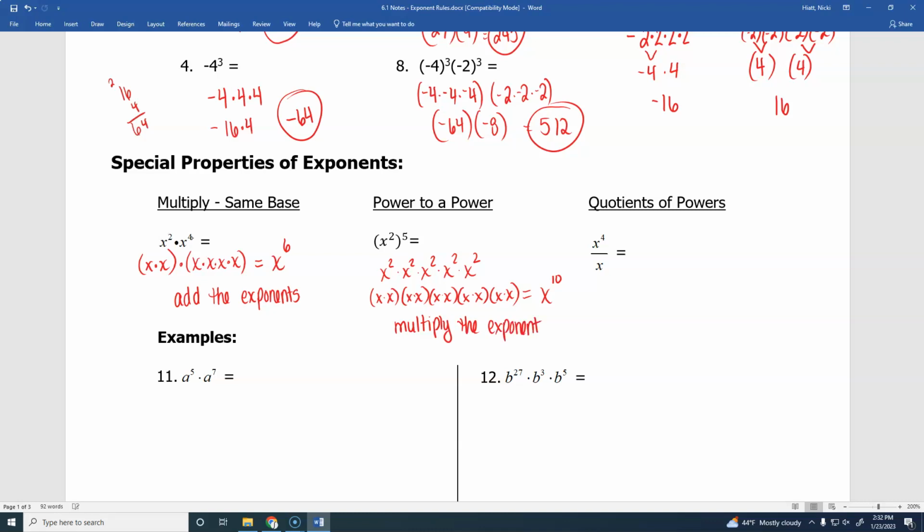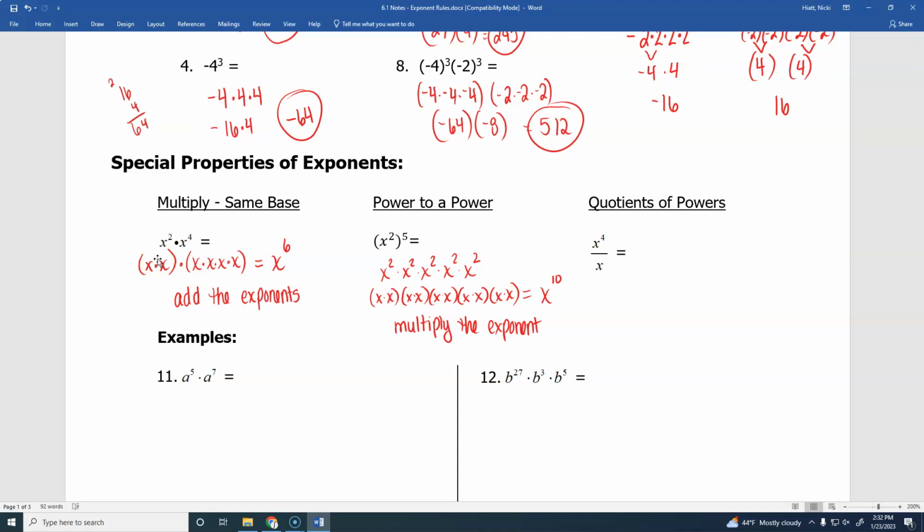Now, this is only used when you're raising a power to a power. So I have something with an exponent, and I'm raising it to the power again, right? That's when I'm going to use the multiplying. Whenever I have 2 bases that are the same, and I'm multiplying those things together, I add. You can see how it kind of gets a little bit easy to get those rules mixed up.